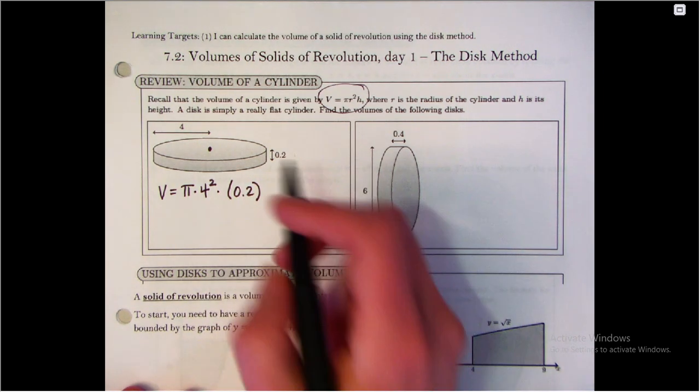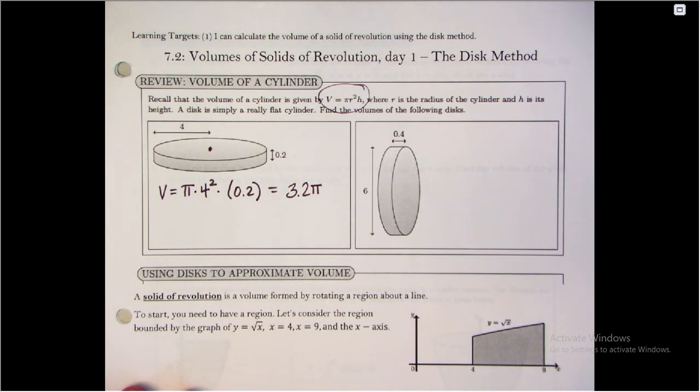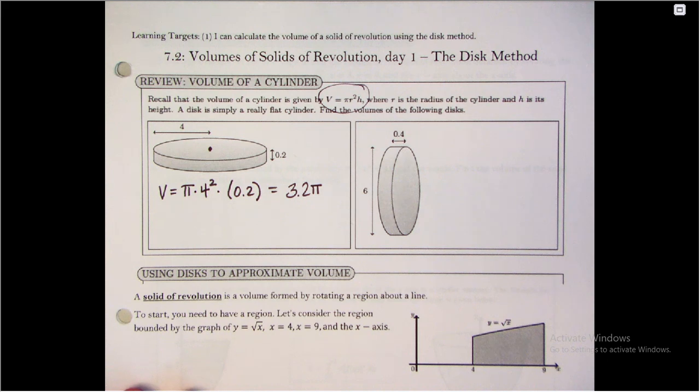I went ahead, put that in my calculator, and I called my answer 3.2 times pi. That would be an exact answer. If you went ahead and multiplied out 3.2 pi and had a decimal equivalent, that's fine too. You would have wanted to round to 3 places.